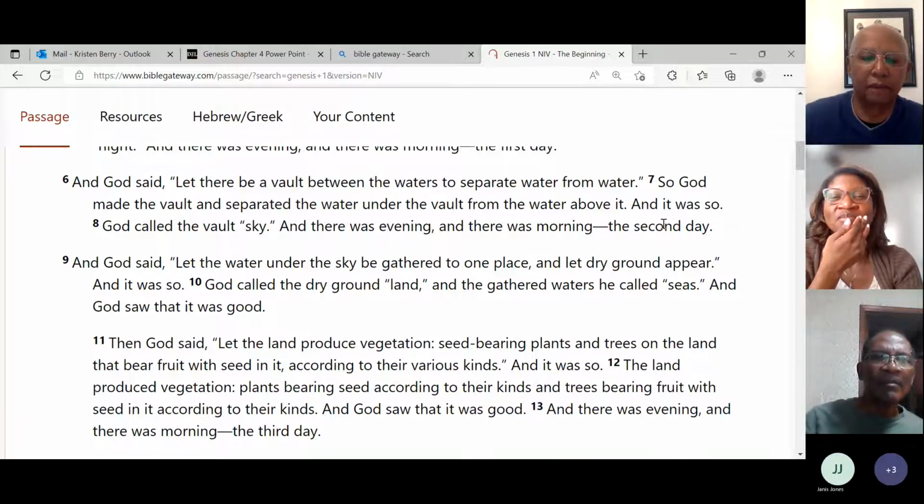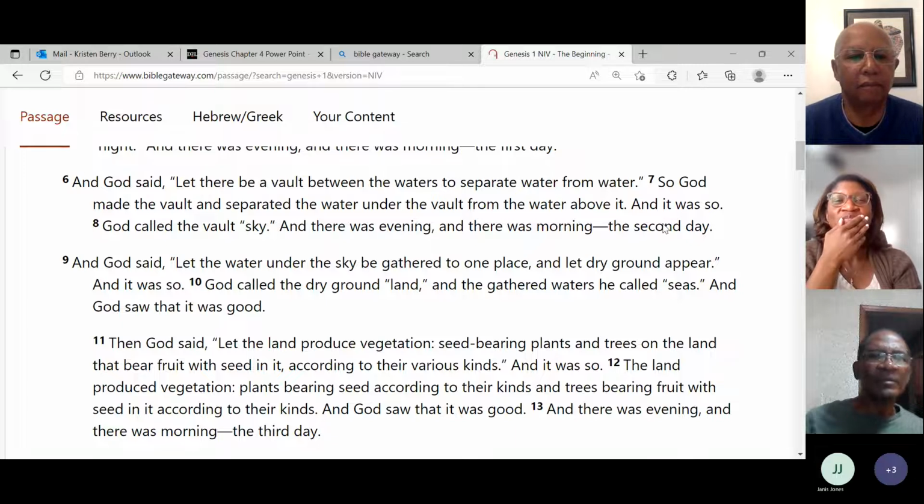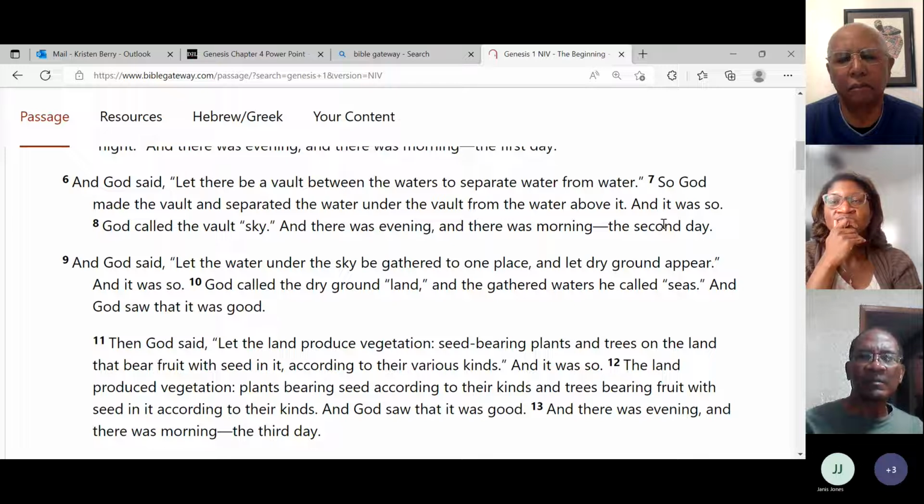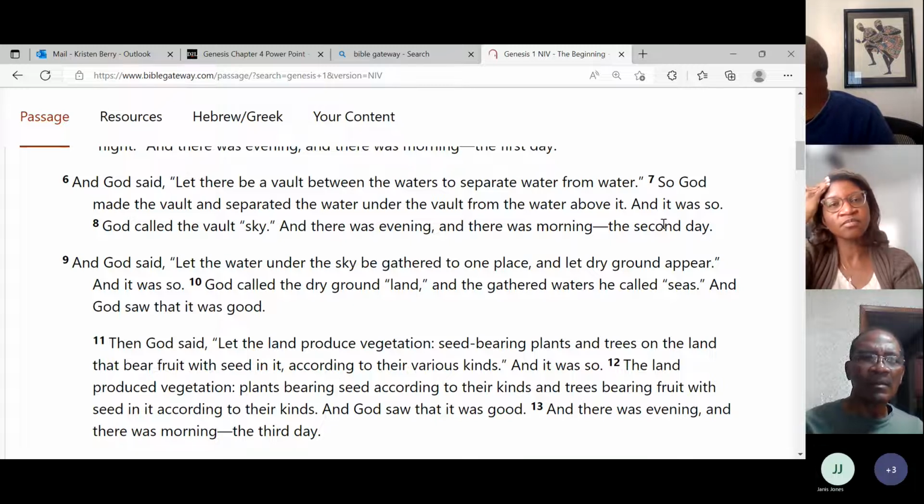Okay, I'll read it. And God said, "Let there be a vault between the waters to separate water from water." So God made the vault and separated the water under the vault from the water above it. And it was so. God called the vault sky. And there was evening and there was morning, the second day.